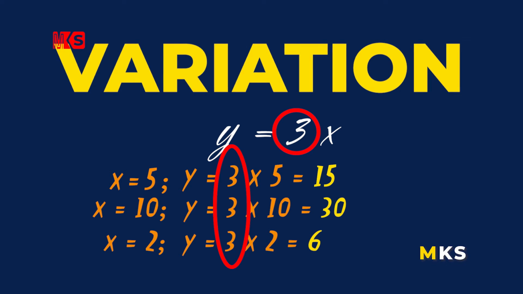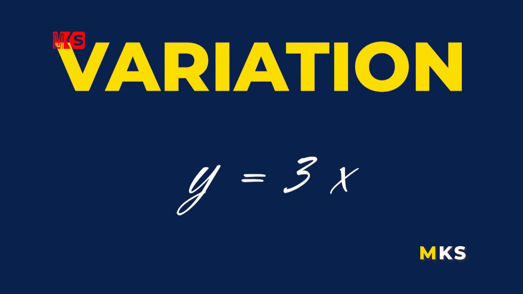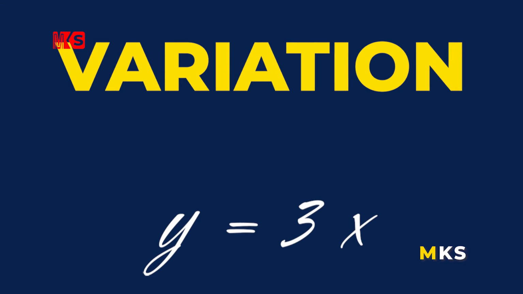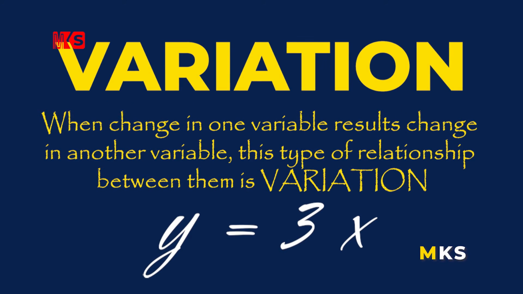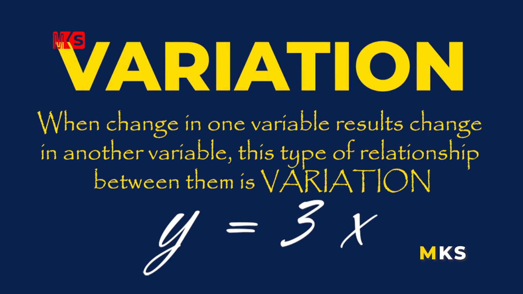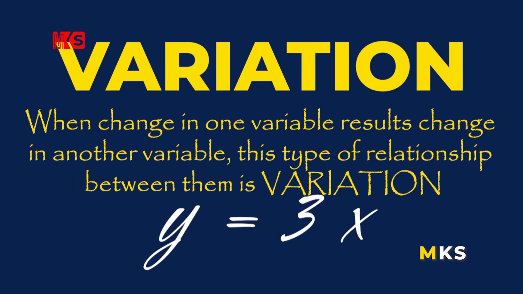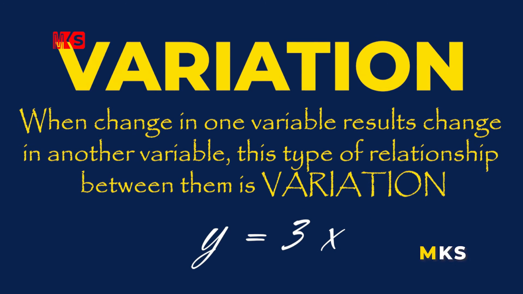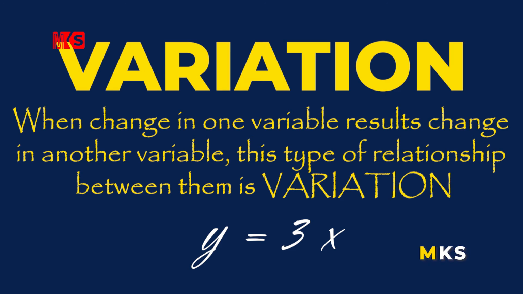To find the value of y, in the first case, it is 3 times 5. In the second case, it is 3 times 10. In the third case, it is 3 times 2. So 3 in this example is constant. So there is a relationship between x and y. In other words, if we change the value of one variable and that causes a change in another variable, this is called variation. This relation is called variation. So variation is the relationship between two variables.